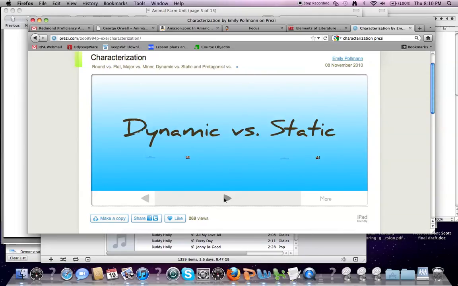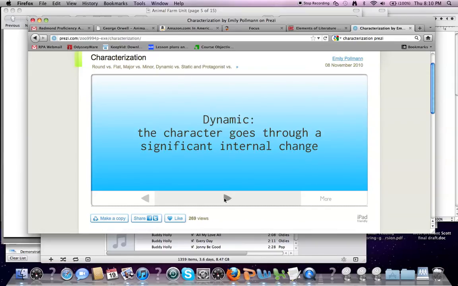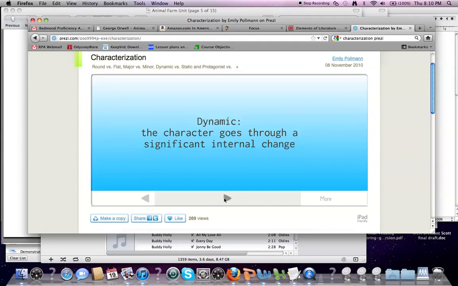Dynamic versus static, right? So flat and round go together, and dynamic and static go together. Dynamic means the character goes through a significant internal change. The character starts out one way, and then by the end of it, they're completely different. Luke Skywalker is very dynamic, and even Vader is very dynamic, right?